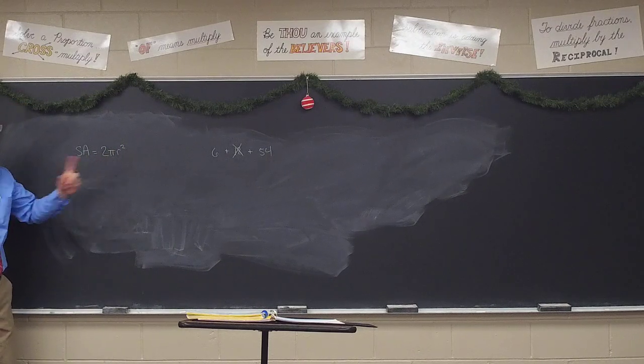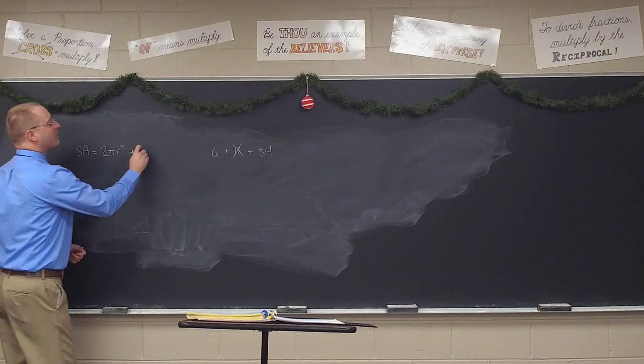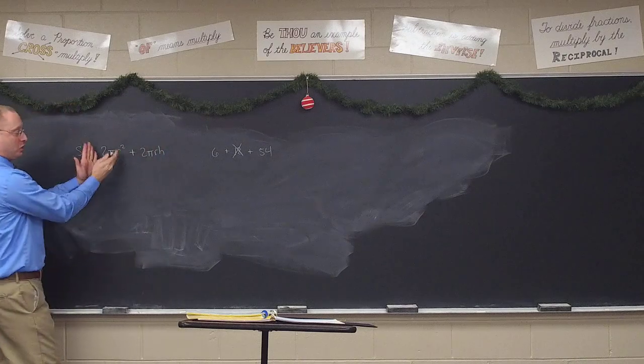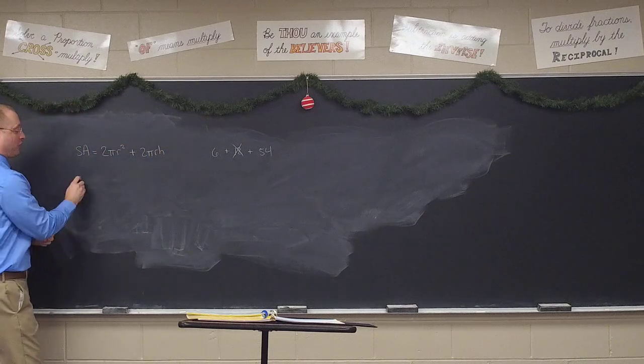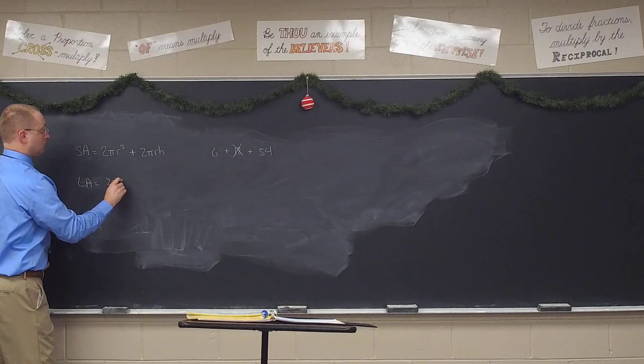Two circles. I was thinking about the next one. And then add on what else to that? 2 pi RH. There we go. Okay, so remember we got two circles, plus we have the 2 pi RH. For the lateral area, that's just 2 pi r squared. I didn't mean that. 2 pi RH.